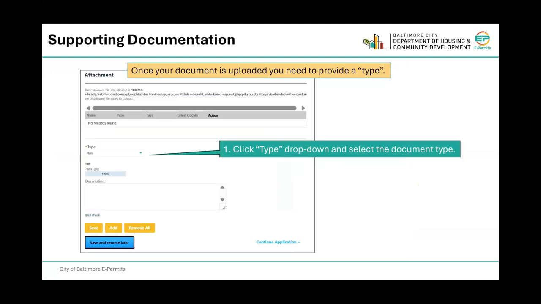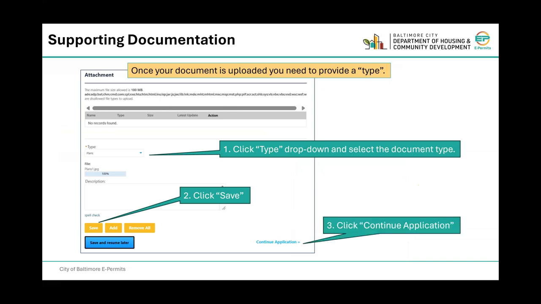Once your document is uploaded, you need to provide a type. Click type, drop down and select the document type. And click save. Click continue application.